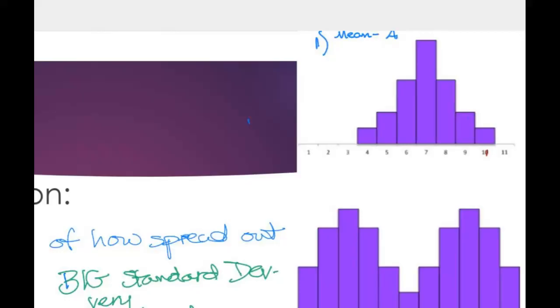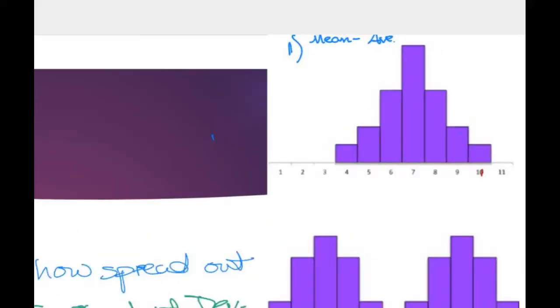Average, yes, your average. If you had to talk about the mean or the average, what do you think the mean or average would be for this group of data? Just looking at it, what is the average of all of those numbers? 7. Yeah. If we were to add up all those amounts and divide by how many there were, it's 7.